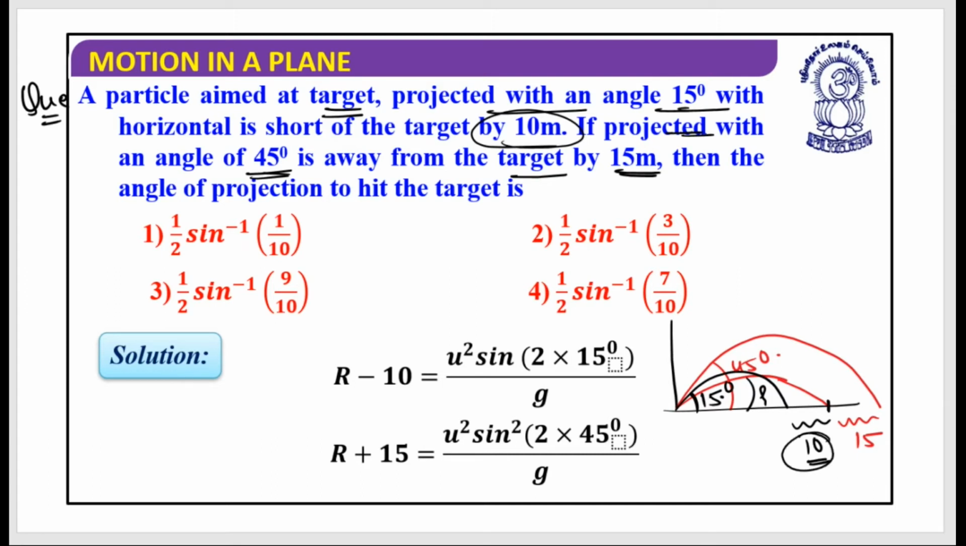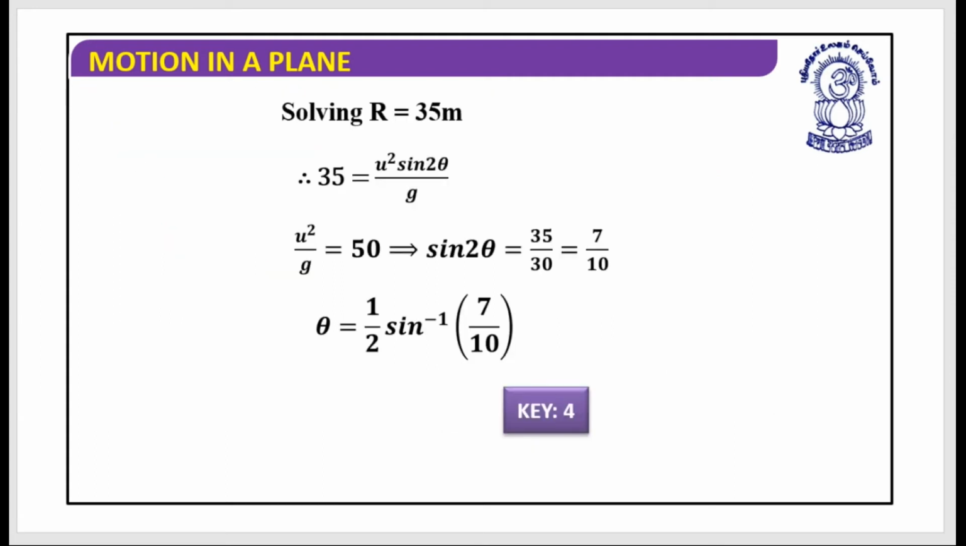So in this first situation, it's R minus 10, that should be equal to u square sine 2 theta by g. Second relation, it's away from the target by 15 meters, so it would be R plus 15 is equal to u square sine 2 theta by g. By solving it I can have that the range should be equal to 35 meters. So let's check what should be the angle to hit at 35 meters from the origin.